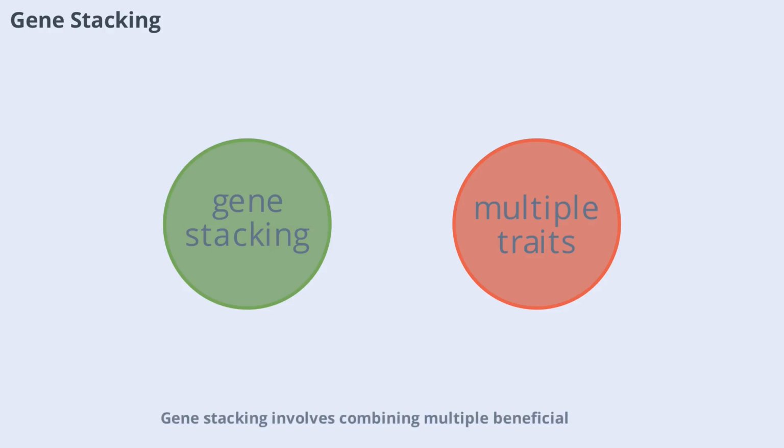Gene stacking involves combining multiple beneficial genes into a single plant variety. This can provide crops with resistance to several pests or diseases or tolerance to multiple environmental stresses. Gene stacking maximizes the benefits of genetic engineering and helps farmers manage complex agricultural challenges more effectively.